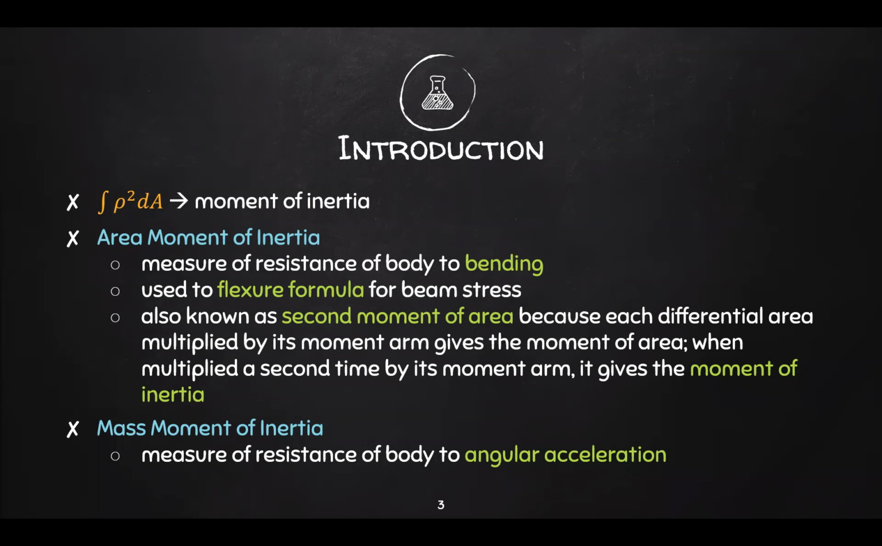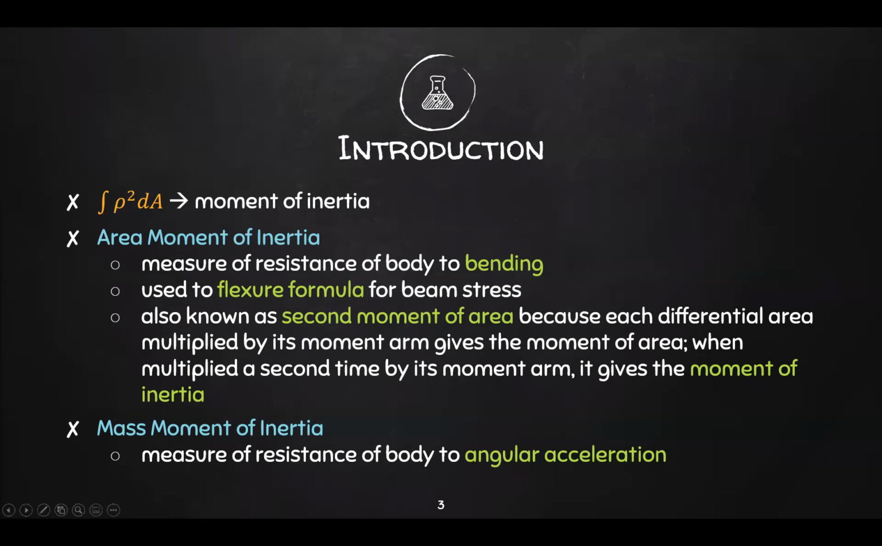Another use of moment of inertia is for mass, and we call that mass moment of inertia. So basically, it's a measure of resistance of body to angular acceleration. So one obvious difference of area moment and mass moment is that area moment of inertia measures resistance to bending. Mass moment of inertia measures resistance to angular acceleration.